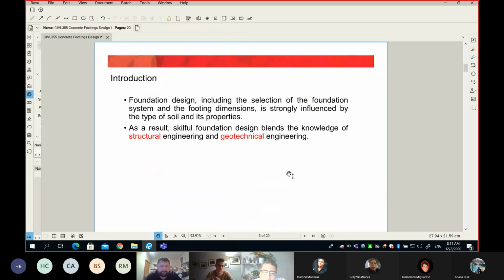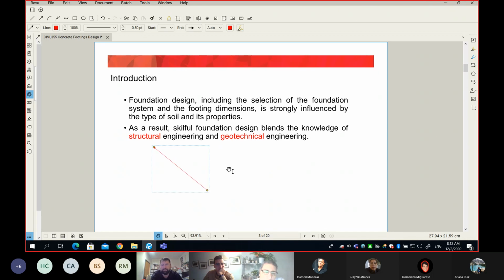Now, here is something very important, and it will be more clear as we go through the class today. The foundation design is a cooperation between two different disciplines. It's not only structural, it is not only geotechnical, it is a combination, or I would say cooperation between the knowledge from structural engineering and from geotechnical engineering.